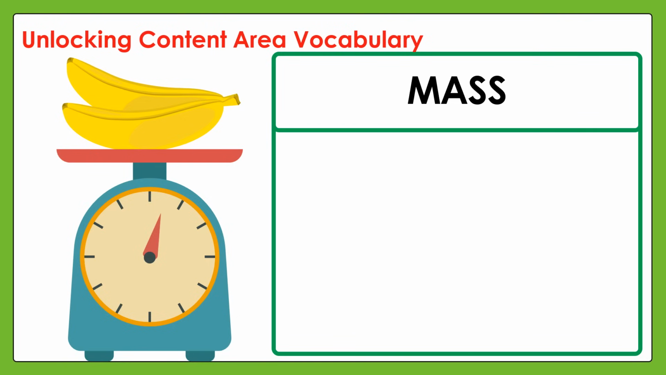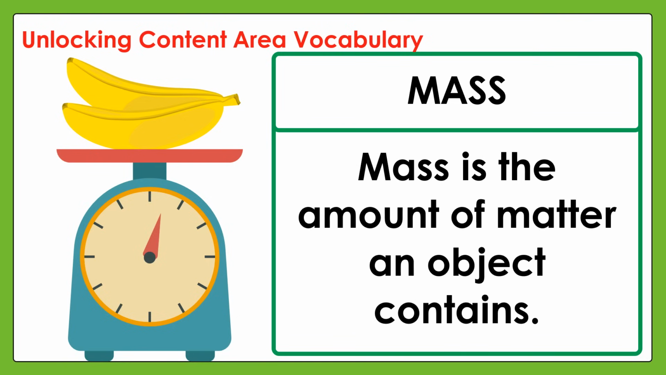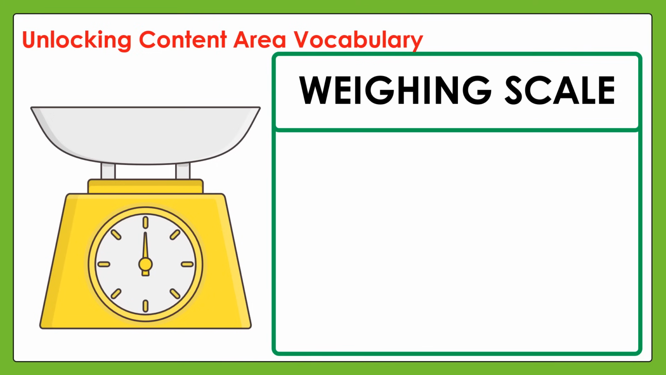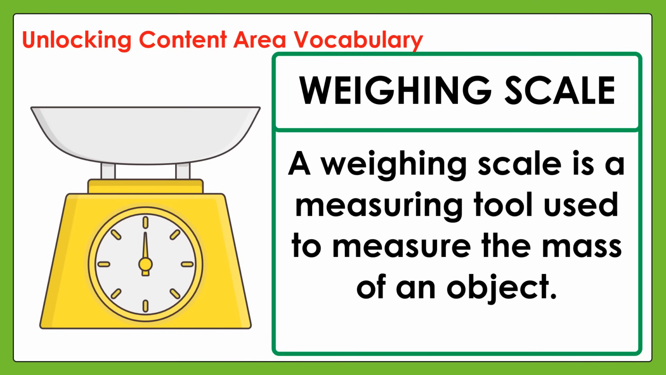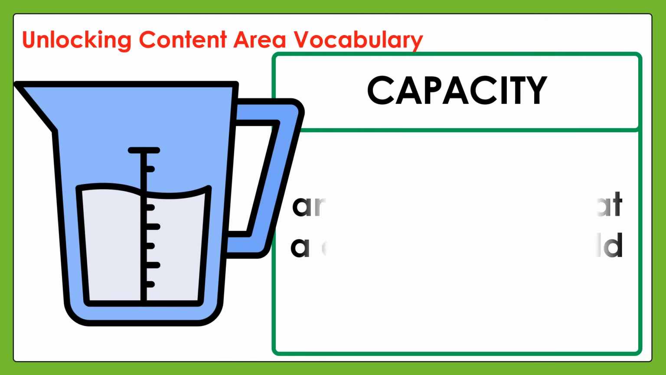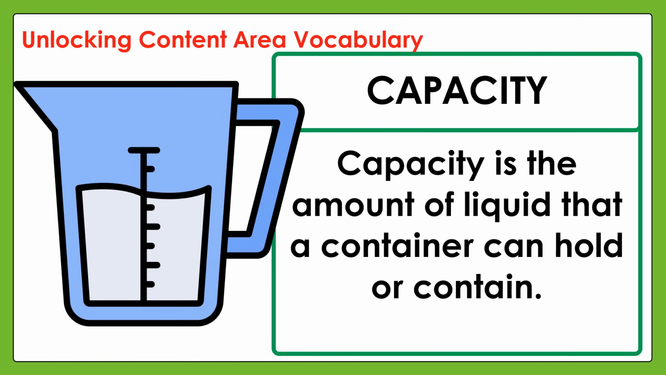Unlocking content area vocabulary. Mass. Mass is the amount of matter an object contains. Weighing scale. A weighing scale is a measuring tool used to measure the mass of an object. Capacity. Capacity is the amount of liquid that a container can hold or contain.